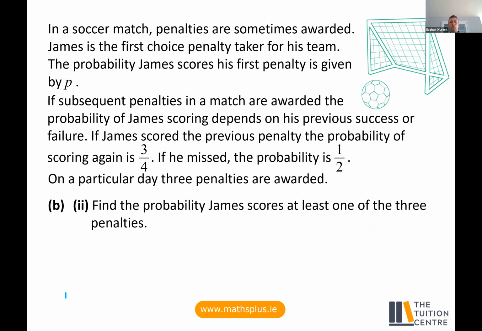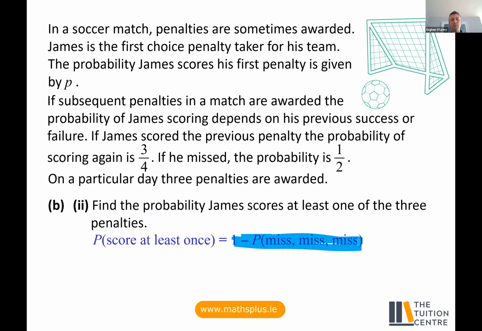Find the probability James scores at least one of the 3 penalties. Well, this is actually easier than the other ones, because the probability of scoring at least once is 1 minus the probability of missing all 3.